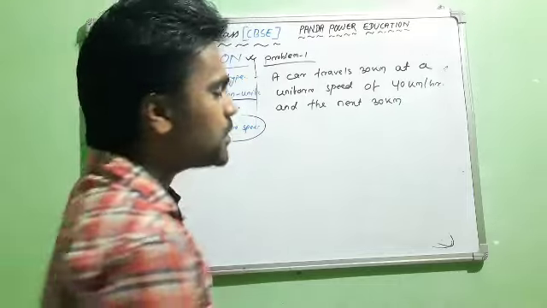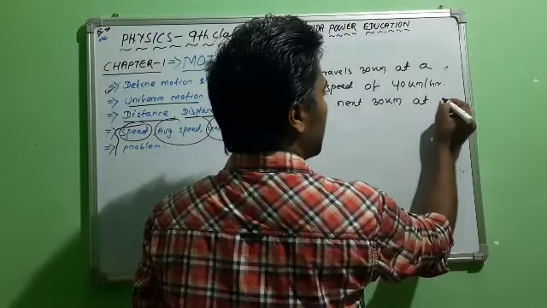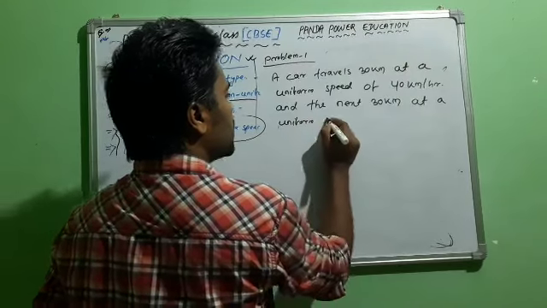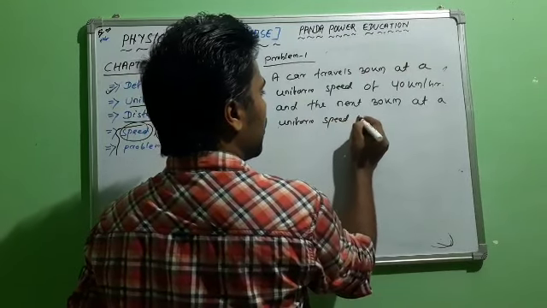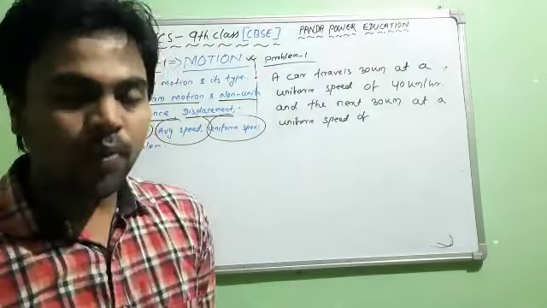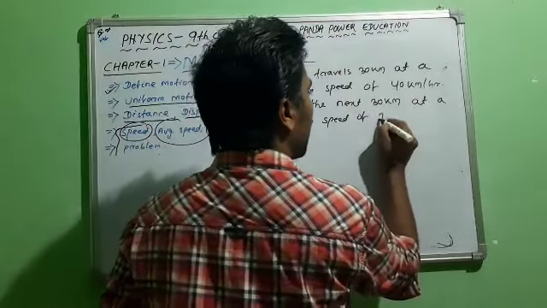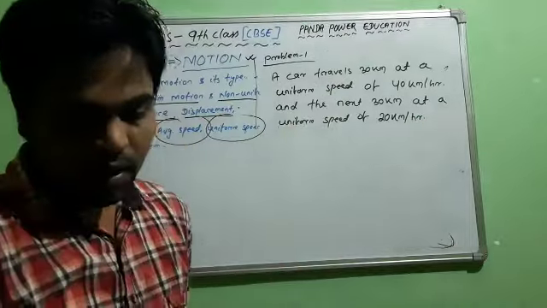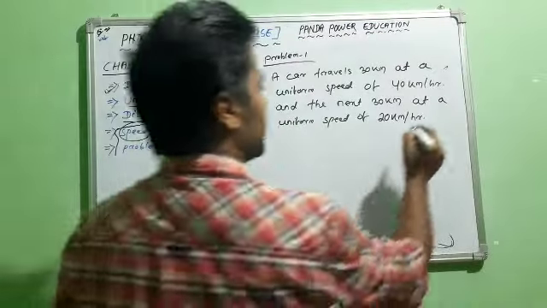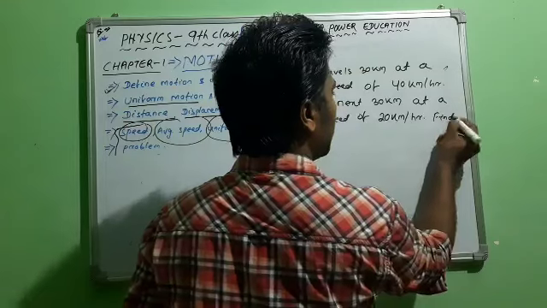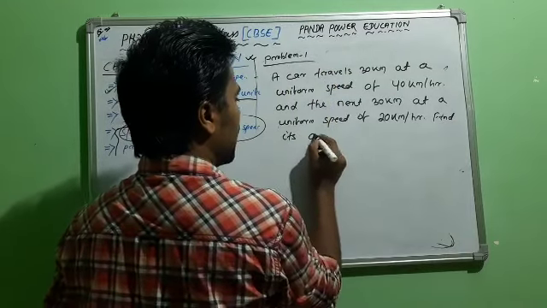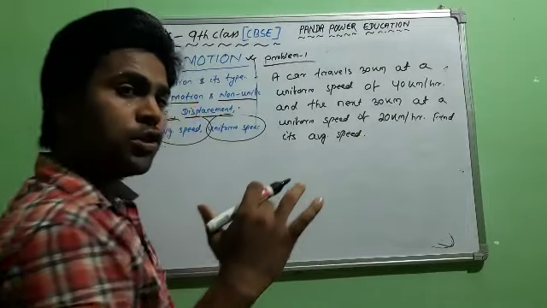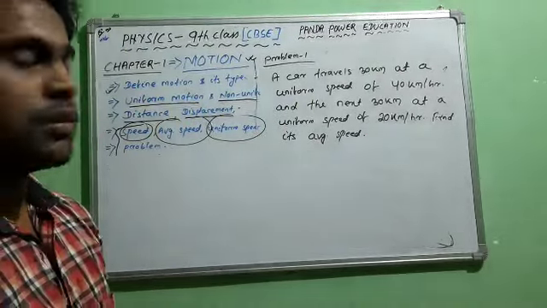at a uniform speed of 20 kilometer per hour. Find its average speed. Got it? Find its average speed. Very simple. Just pause the video and do this.